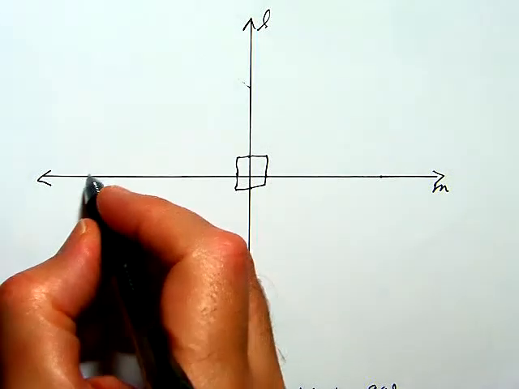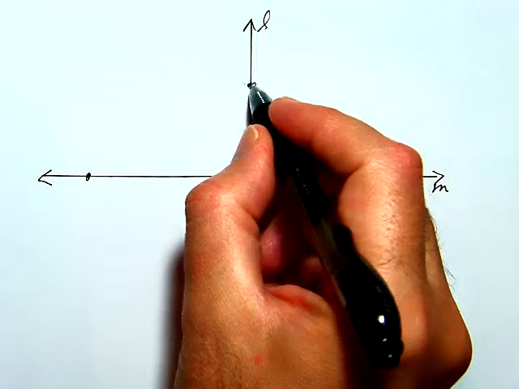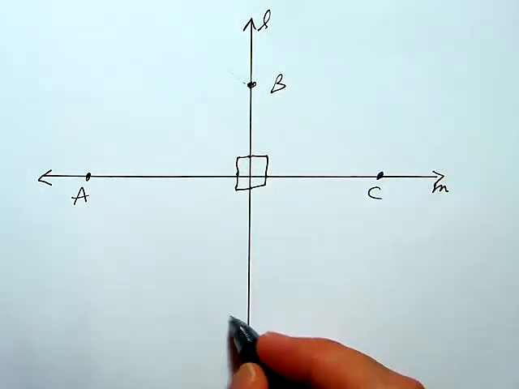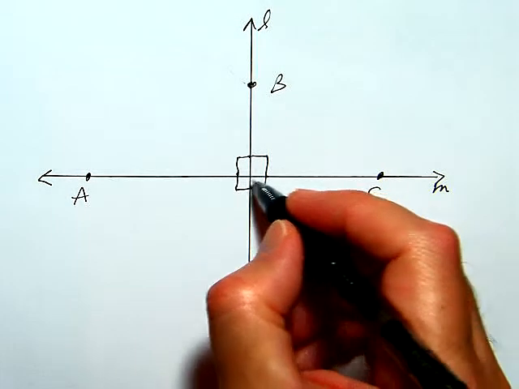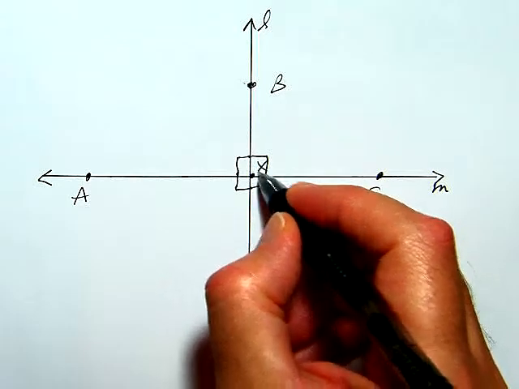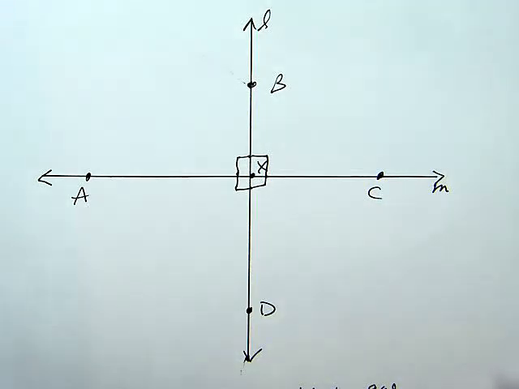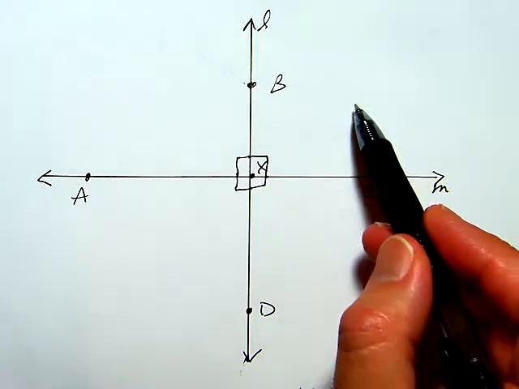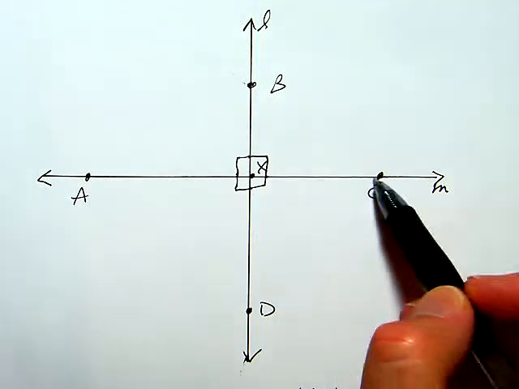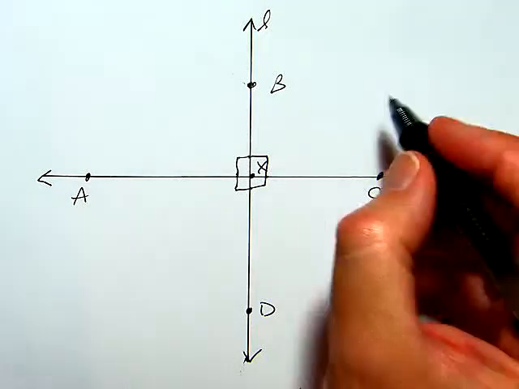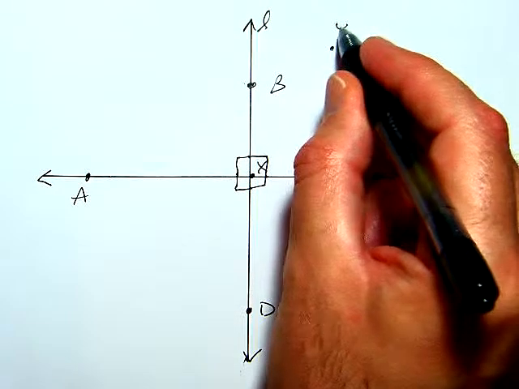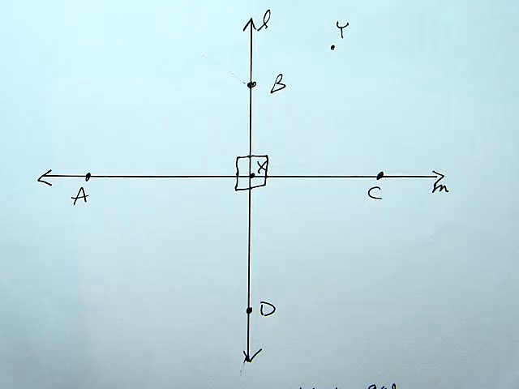So let's label some points. Let's call this A, B, C, and D. And let's call our origin point X. Now we can name some angles. Choose any point in the interior of BXC. So we're talking about this area here now. BXC is this angle. Let's choose a point Y, any point in the interior. So let's say we have Y up there. And now draw the ray XY.